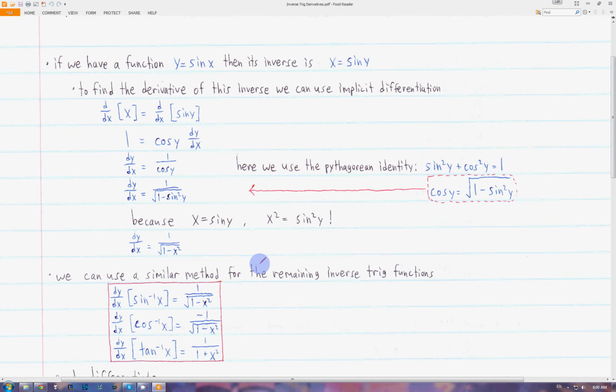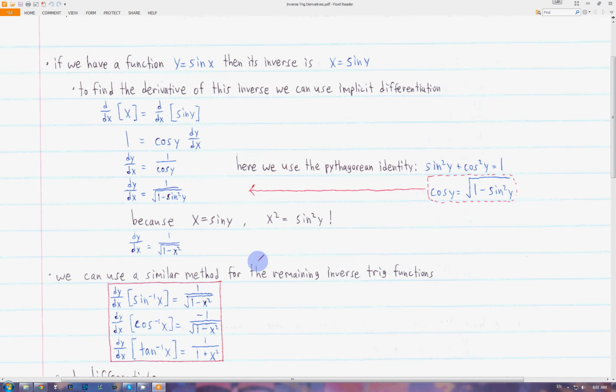So we can use a similar method for all of the other inverse trigonometric functions. And then we get the derivative of arcsine is 1 over square root 1 minus x squared. We just derived that. And then the derivative of arccosine is negative 1 over the square root of 1 minus x squared. So it's the same thing as arcsine, but negative. And then the derivative of arctangent is 1 over 1 plus x squared.